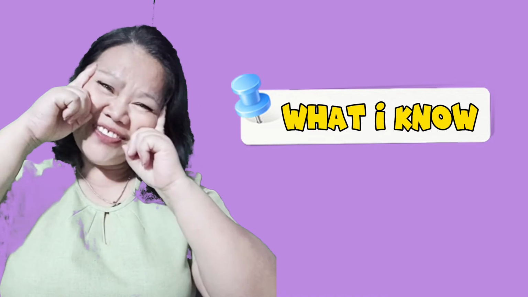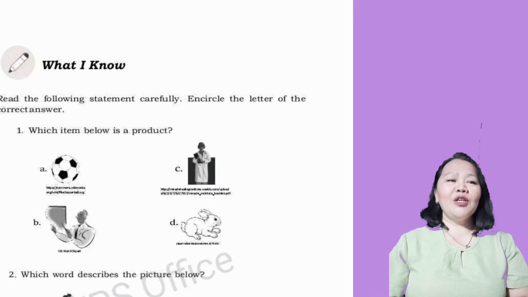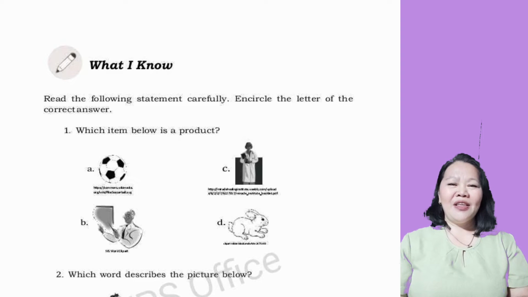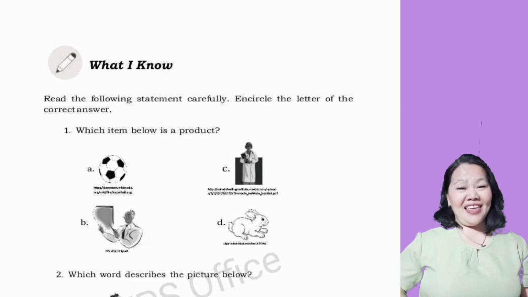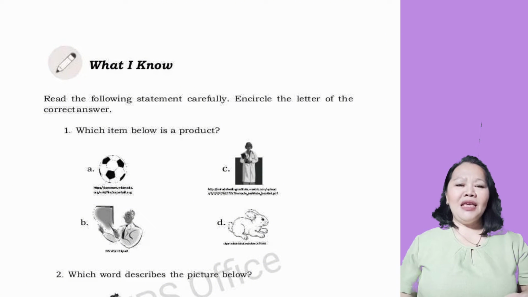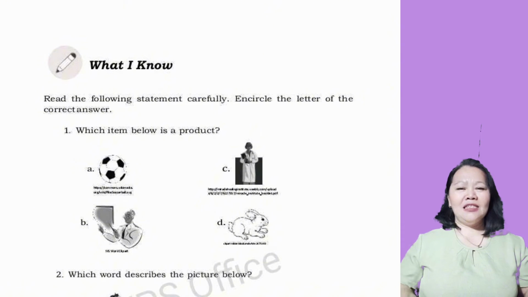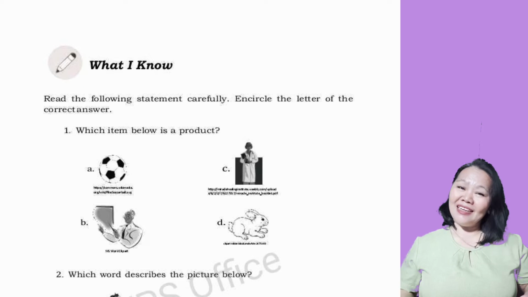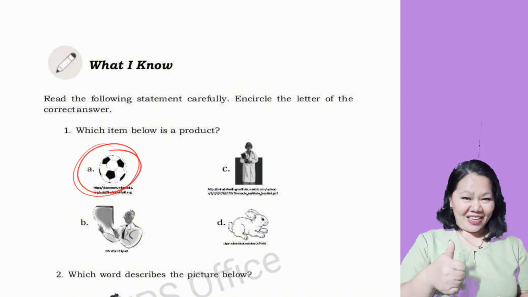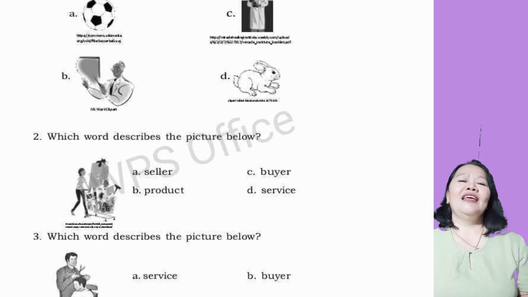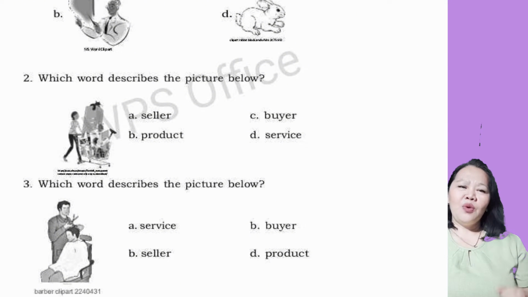What I Know. Read the statement carefully and circle the letter of your correct answer. Number 1. Which item below is a product? We have A, B, C, D. And the answer is letter A. Good job, kid.